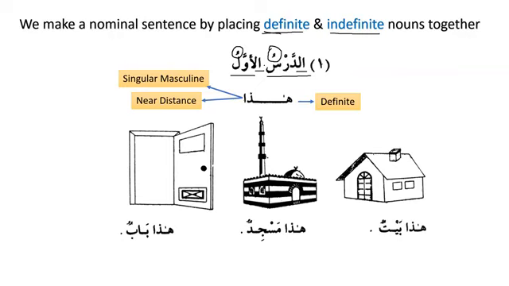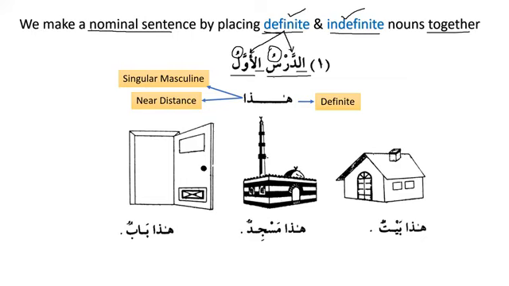So inshallah, when we proceed further, we will come to know that it's an incomplete construction. It's not a complete construction. Please read here. We make a complete nominal sentence by placing definite and indefinite nouns together. But here, both of them are what? Both of them are definite. So the condition is not met. That's why it's not a complete sentence.